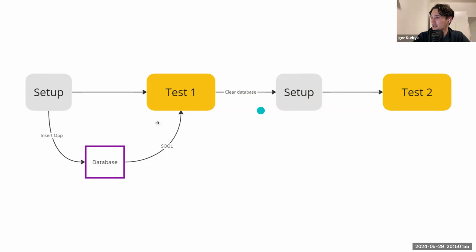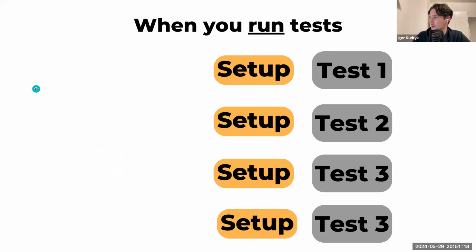You can really see it in this image. It sounds way more complex than it is, but it is literally just this: you have setup, then you insert something, an opportunity or an account, into the database, then you query it in the test, you execute the test, and then you move to the next test. But before you move, you clear the whole database of the execution. You can also visualize it that way, right, when you run the tests.